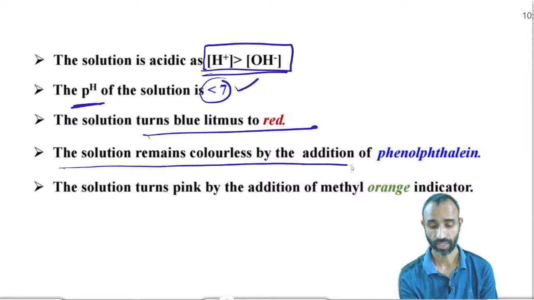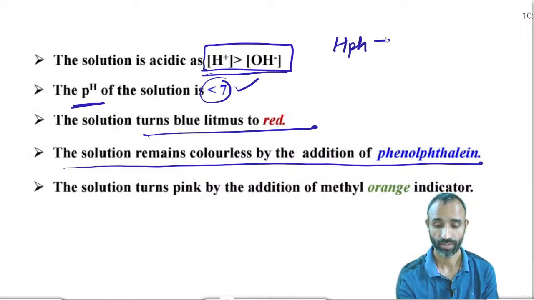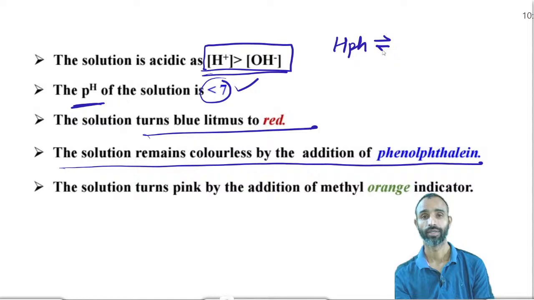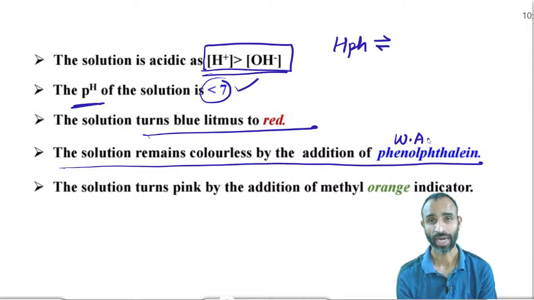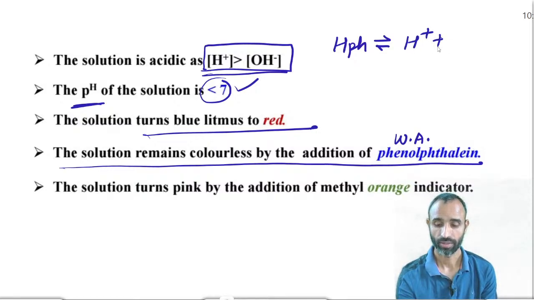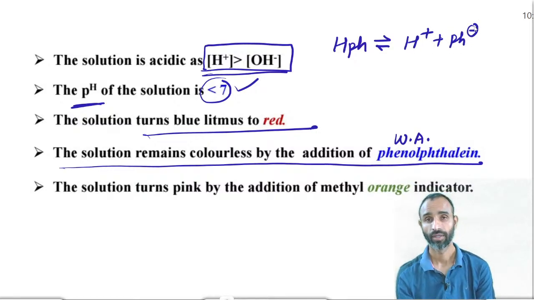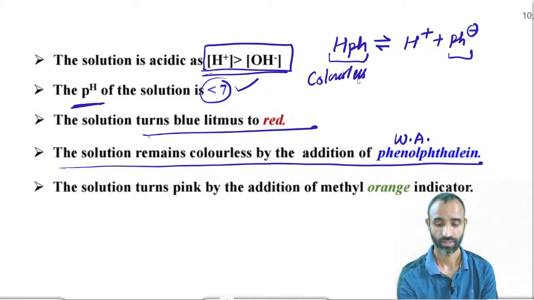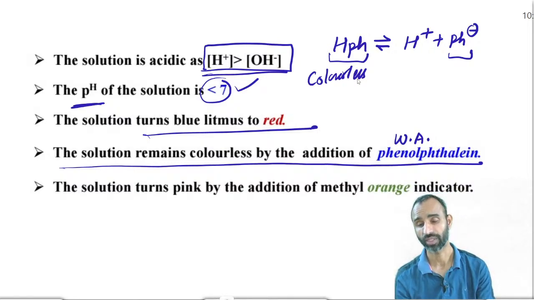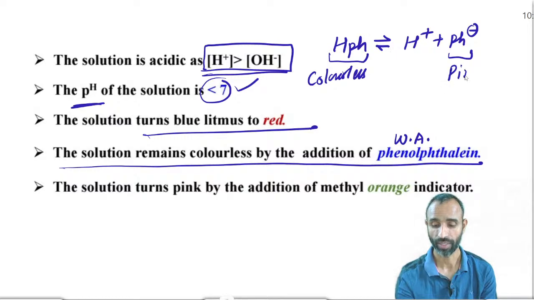Solution remains colorless by the addition of phenolphthalein, because you know phenolphthalein is a weak acid. All the indicators are either weak acids or weak bases. See, this is the relation: unionized indicator, ionized indicator. Unionized indicator is colorless. Phenolphthalein in unionized form is colorless, and in ionized form it is pink.